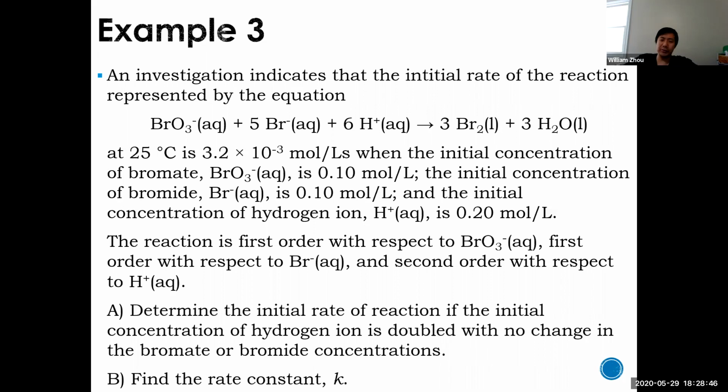So you have all this information. You have to determine the initial rate if the hydrogen ions are doubled, but you don't change anything else. Right, so double hydrogen, what happens to the rate? And B, find the rate constant K. Okay, so again, I'll give you around 2 minutes. It's a long question, but it's actually very simple. It gave you basically all of the numbers. So try to work this out, and then I'll take that up.